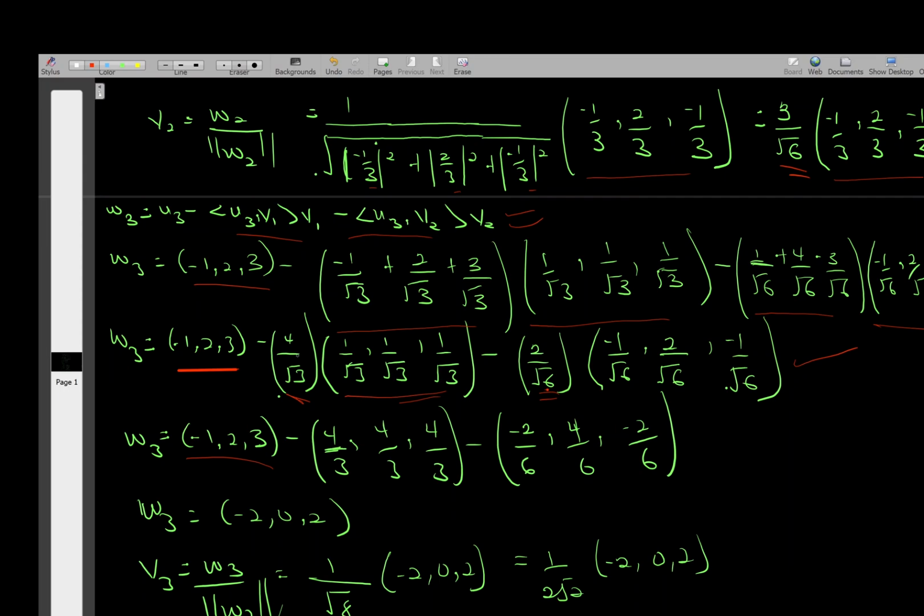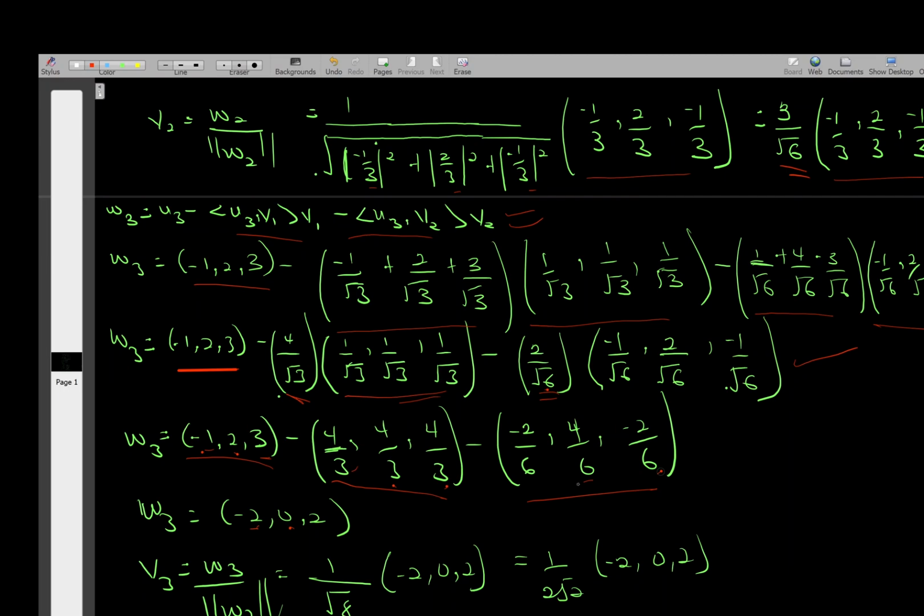So now when you simplify this, you have negative 1 minus 4 over 3 plus 2 over 6. When you simplify it, you get negative 2. Let's consider the second element: that's 2 minus 4 over 3 minus 4 over 6. When you simplify it, you get 0. Then 3 minus 4 over 3 plus 2 over 6. When you simplify it, you get 2. So our W3 is given by negative 2, 0, 2.